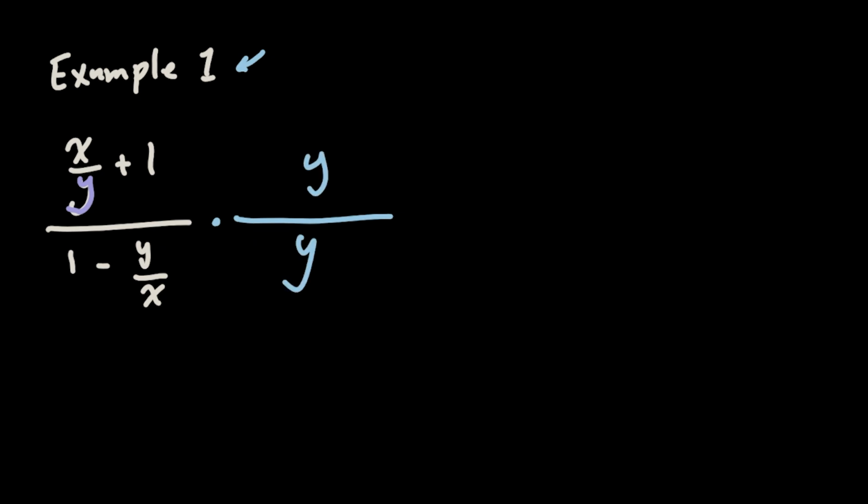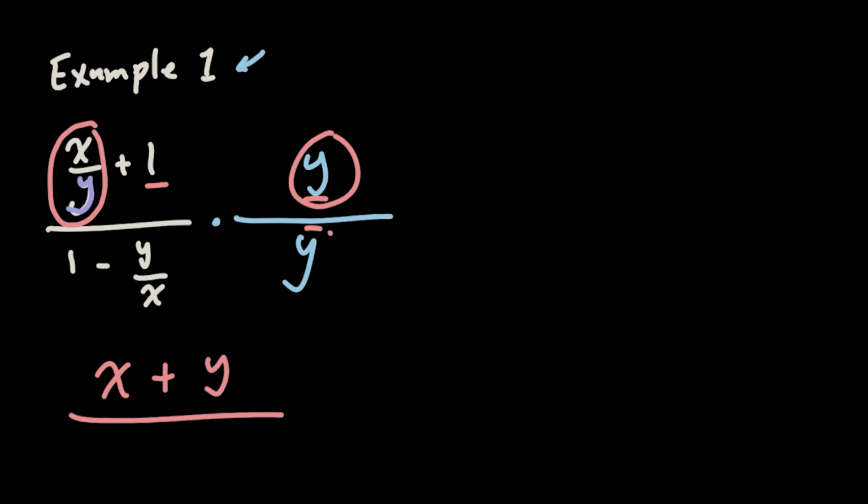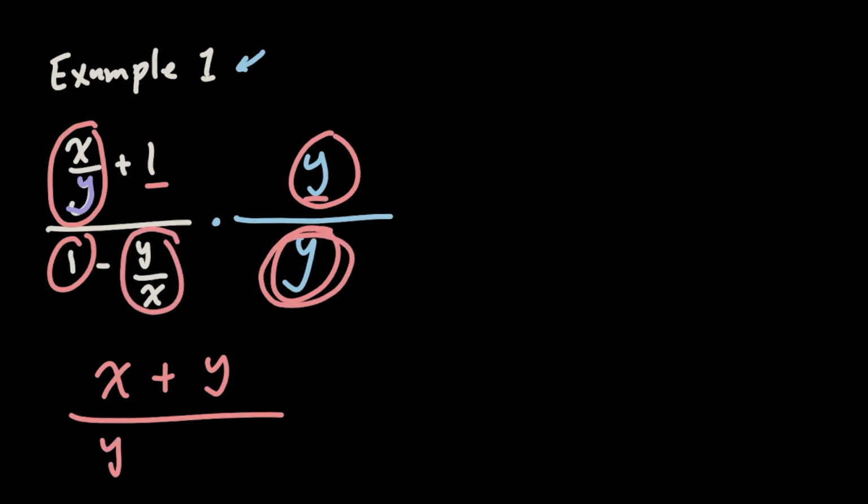So we will have y multiplied by x over y, which is just x, plus y multiplied by 1, which is just y, over y multiplied by 1, which is y, and y multiplied by y over x, which is minus y to the power 2 over x.